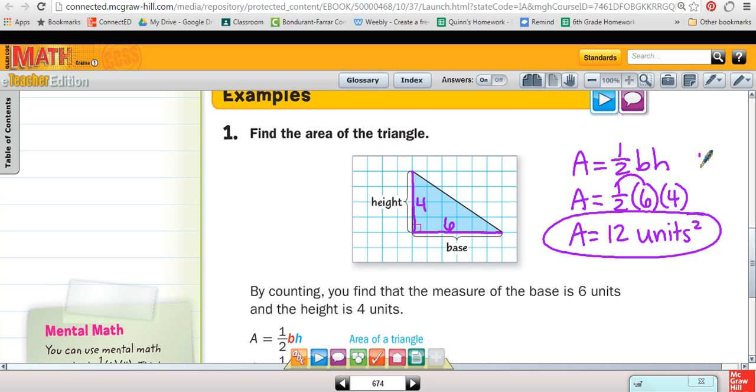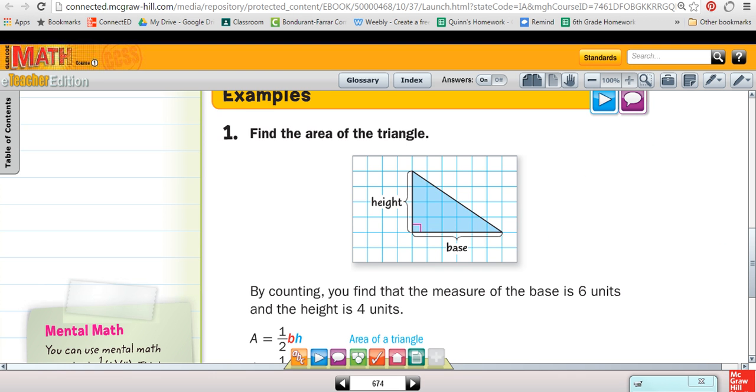Okay, and on your homework, I'll give a point for your formula, a point for the substitution step, and a point for your final answer and your solution. Look on page 675 with me.